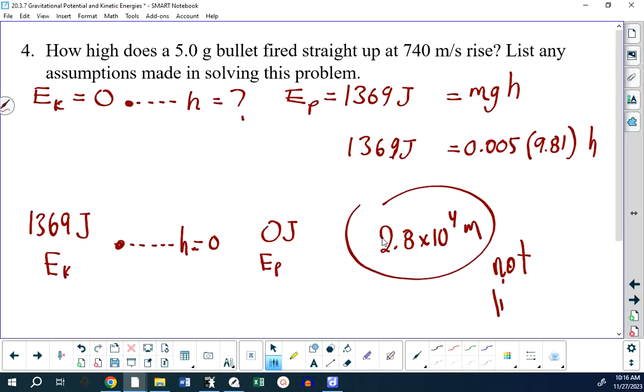Not likely. That's 28 kilometers. There's way too much friction between a bullet and the air. So what I'm going to do now is show you a more realistic example. But Ryan, can you tell me the mass of the ball and the speed?